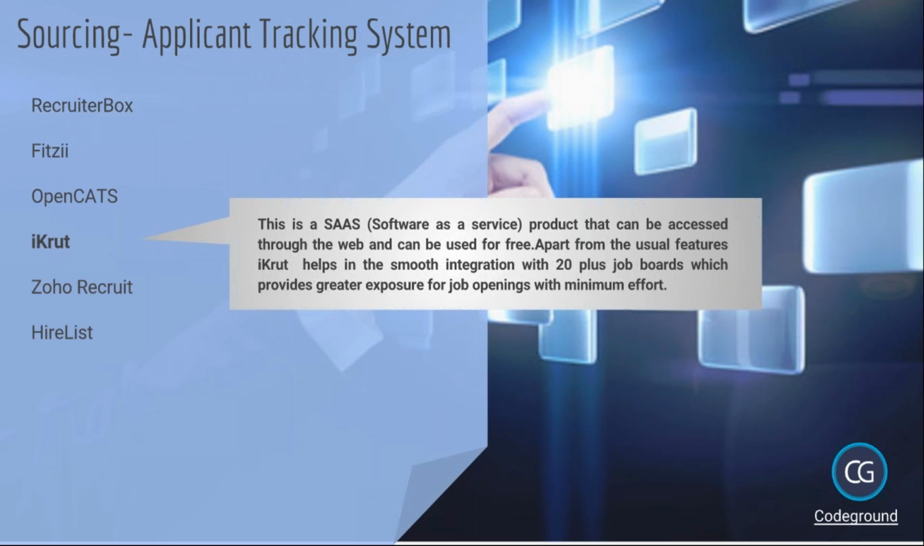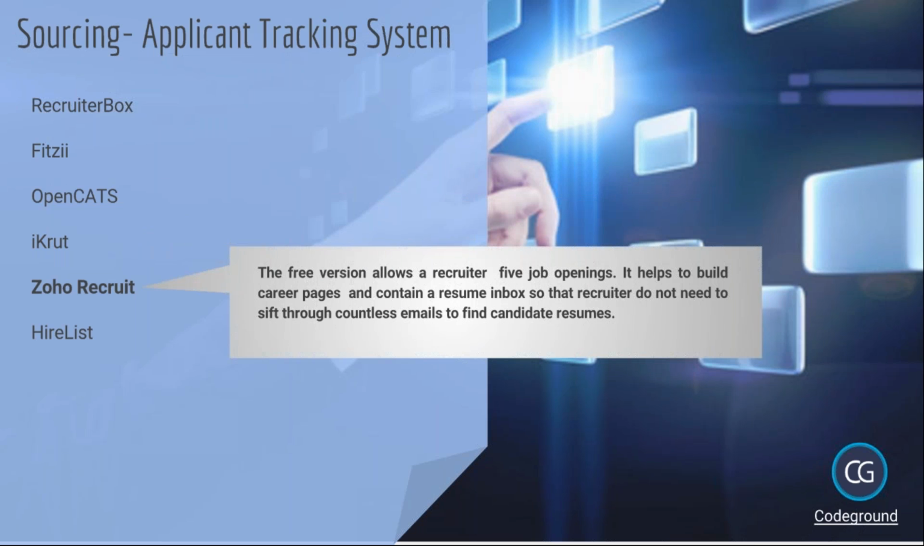Then you have iCRUT. So iCRUT is a software as a service product, or an SaaS. It can be accessed through the web and it's also for free. And apart from the usual features of an ATS, iCRUT also helps in integration with more than 20 job boards. So this helps to provide more exposure to your job openings.